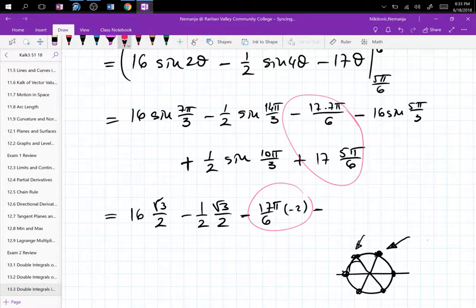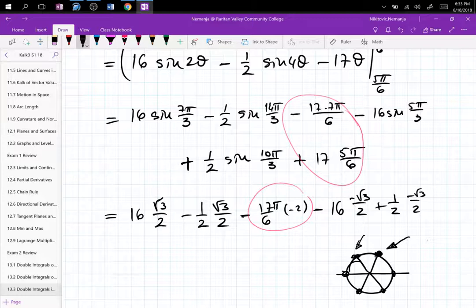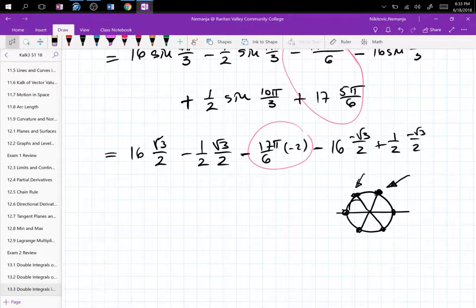And then I have minus sine of 5 pi over 3, so minus 16 sine of 5 pi over 3, so 1, 2, 3, 4, 5, negative root 3, thank you, over 2. And then plus 1/2 of sine of 10 pi over 3, also negative root 3 over 2. Woo! Tons of fun.